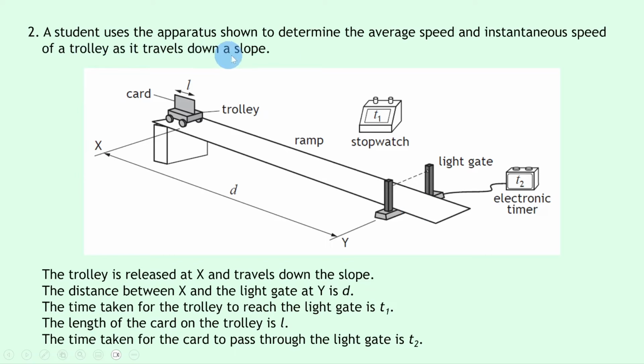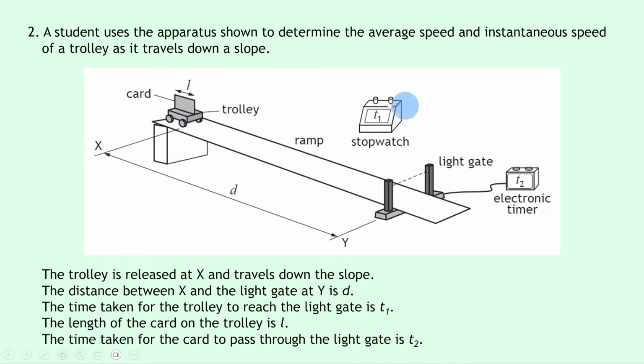Question 2 says a student uses the apparatus shown to determine the average speed and instantaneous speed of a trolley as it travels down a slope. The trolley is released at X and travels down the slope, so that's point X at the start there. The distance between X and the light gate at Y is D, and you can see that labelled on the diagram there. The time taken for the trolley to reach the light gate is T1. The length of the card on the trolley is L, and that's labelled on the card there. And lastly it says the time taken for the card to pass through the light gate is T2.